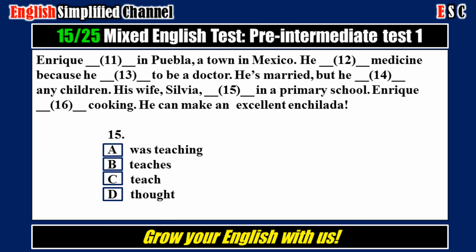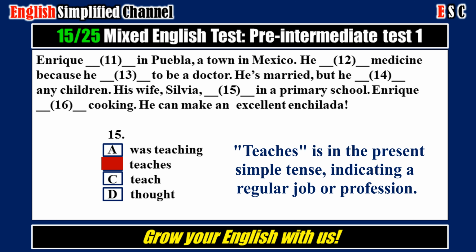15. A. Was teaching. B. Teaches. C. Teach. D. Thought. 15. His wife Sylvia teaches in a primary school. Answer. Teaches. Explanation. Teaches is in the present simple tense, indicating a regular job or profession.